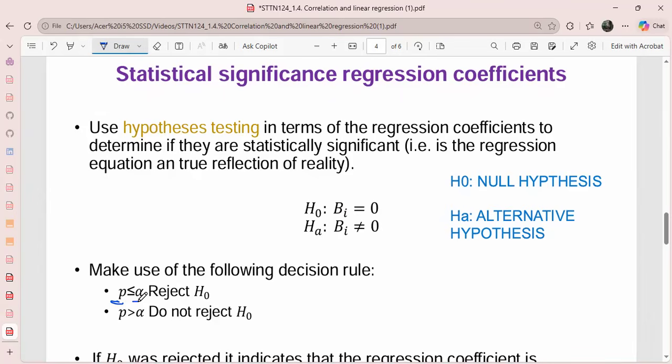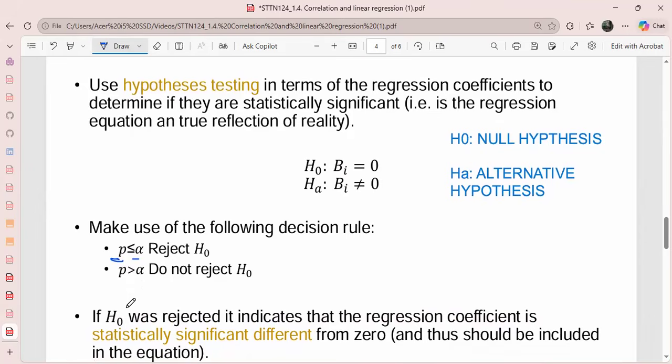0.05. So now, if that p-value is less than or equal to alpha, meaning the bigger number will be the alpha, you're going to reject your null hypothesis. But if the p-value or that probability is above the level of significance, which is alpha, you do not reject the null hypothesis. That's when you fail to reject.